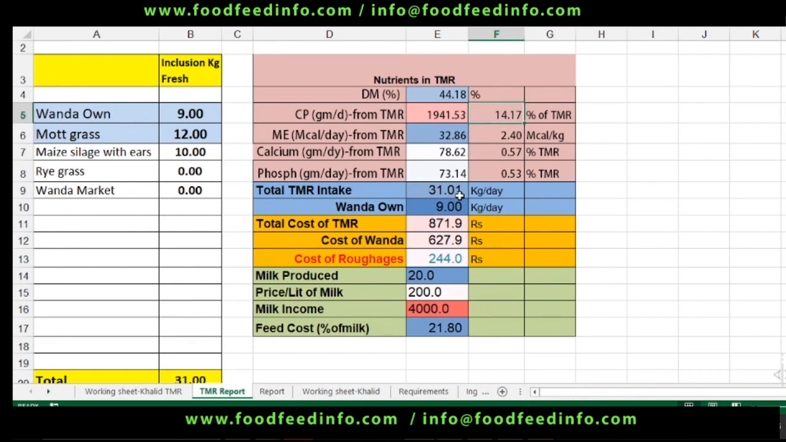Total TMR intake is 31 kg, where the Vanda is 9 kg that you have prepared, and the total cost of the TMR, cost of the Vanda out of this TMR, cost of the roughage, milk production 20 liter, price of the milk, milk income, and the total feed cost as a percent of the milk. So this is a detailed summary, and even if someone would like, we can convert this into the percent basis. If you are preparing 100 kg of TMR, then how you can add up this stuff for 100 kg. So that's only a simple calculation.